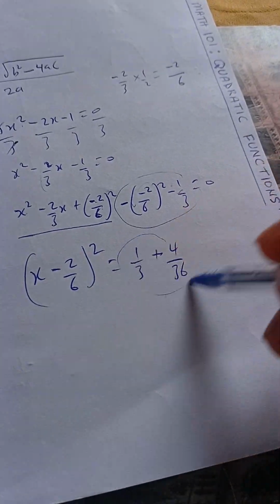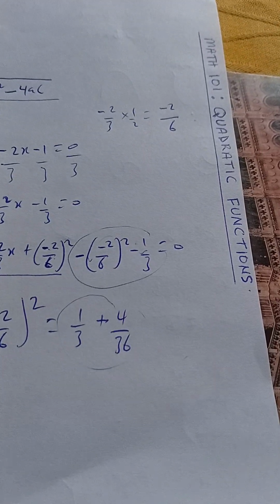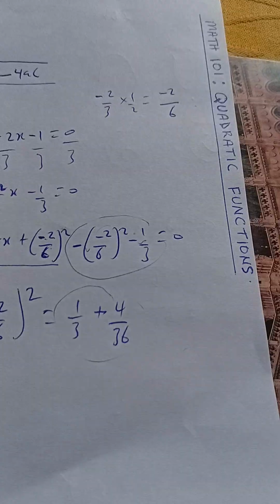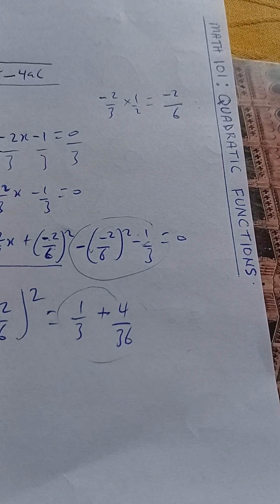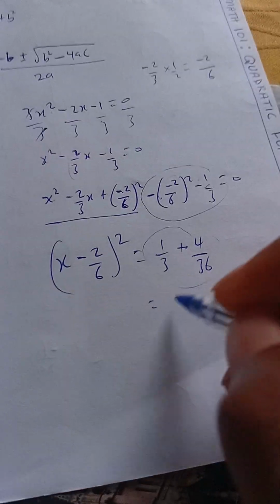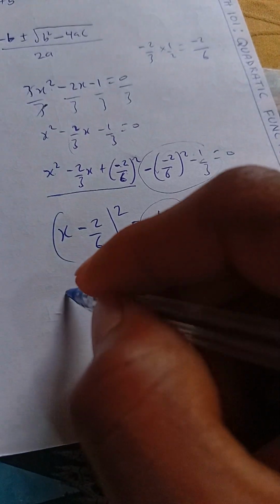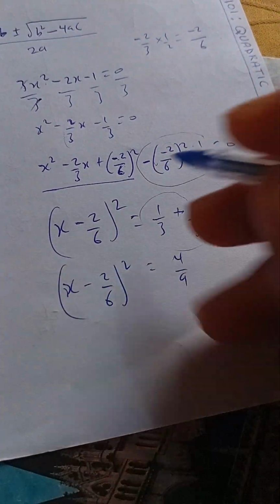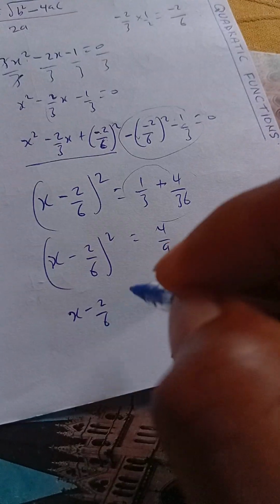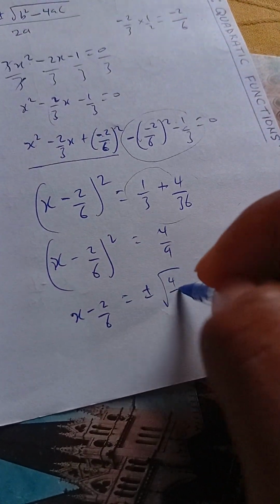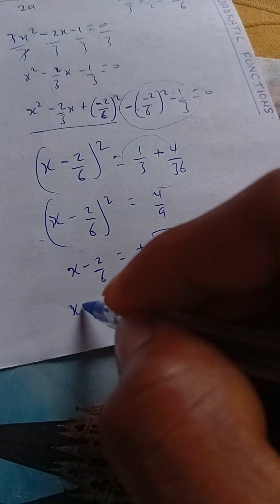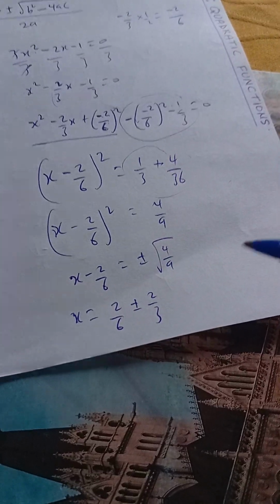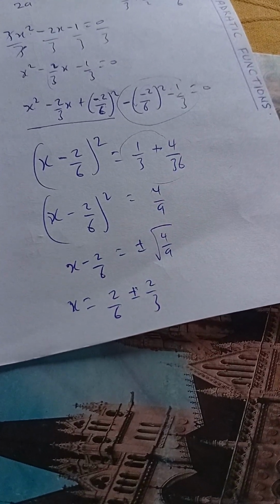Calculator will give you this answer. That's 1 on 3 plus 4 on 36, so this gives me 4 over 9. I have x minus 2 on 6 all squared equals 4 over 9. Then we are going to use the square root property. So we know that x minus 2 on 6 equals plus or minus square root of 4 on 9. From here, x will be equal to 2 over 6 plus or minus 2 on 3. So you come out with the plus, and when you're done, you do the same thing for the minus.